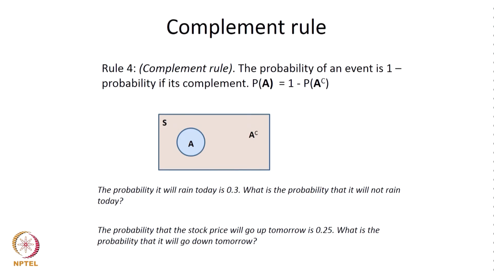Probability that the stock price will go up tomorrow is 0.25. What is the probability that it will go down tomorrow? Could say 0.75, but it could remain the same. So one could say it is slightly less than 0.75.